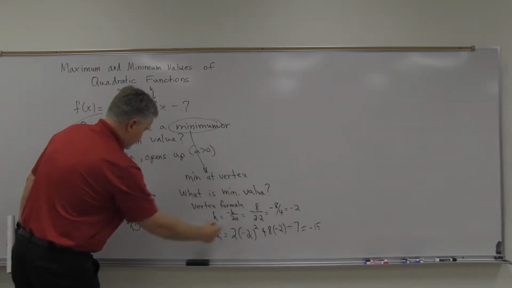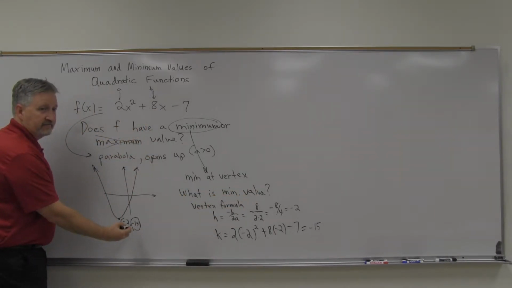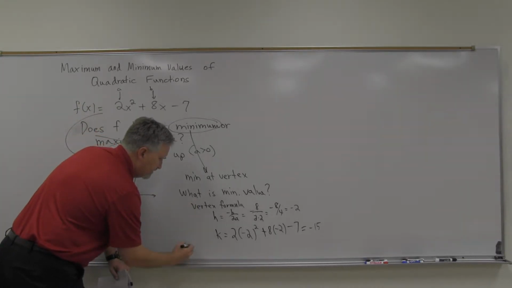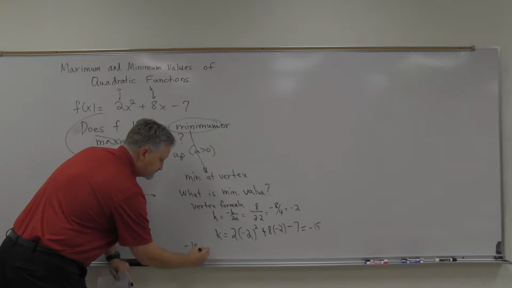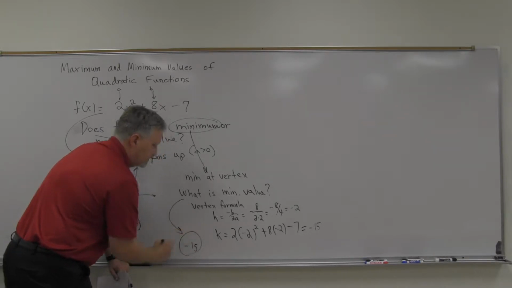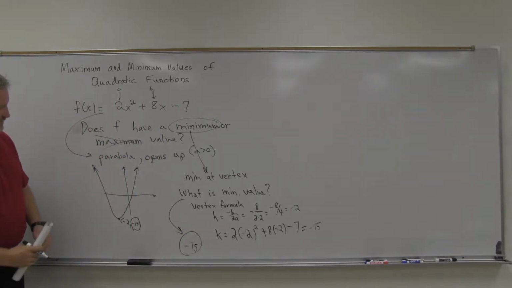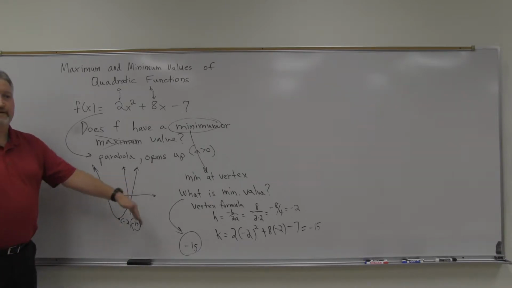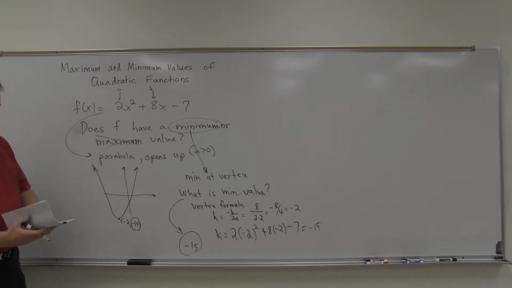What is the minimum value? It's the k of the vertex. So negative 15, what is the minimum function value? Negative 15 is the minimum function value. That's as low as it goes. It occurs at negative 2. The minimum function value, though, is negative 15. Now, if it was the maximum value, would it be in that same spot?